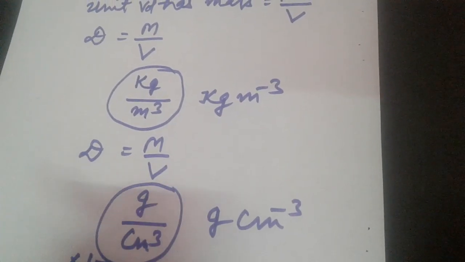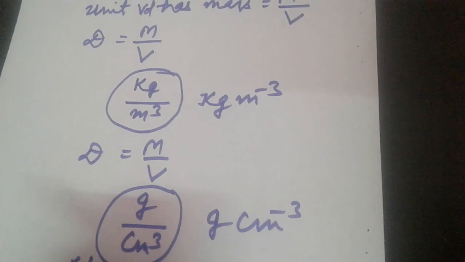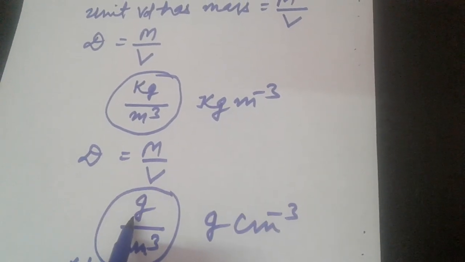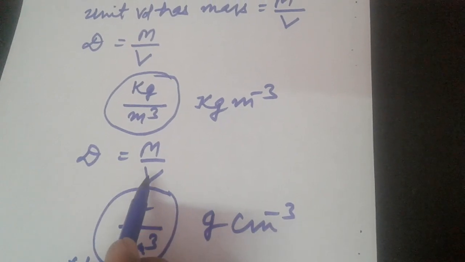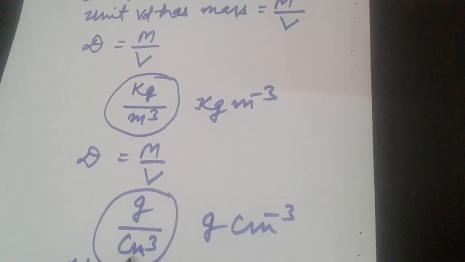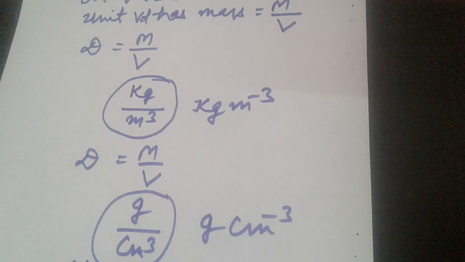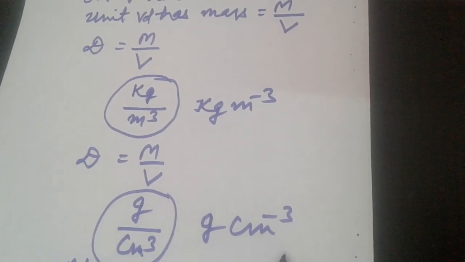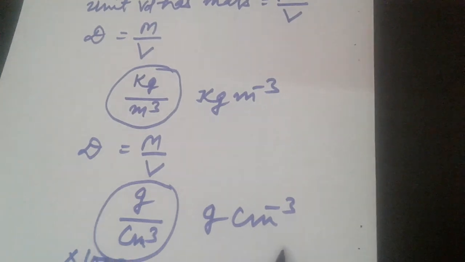Now we will find CGS unit of density. CGS unit of mass is gram and CGS unit of volume is centimeter cube. So what will be the CGS unit? Gram per centimeter cube. This can be written in this form also.